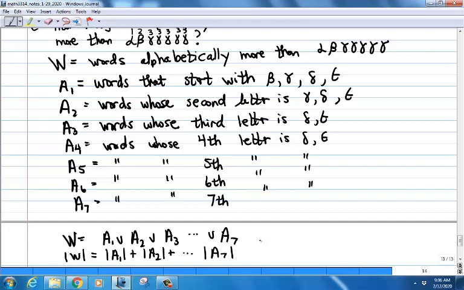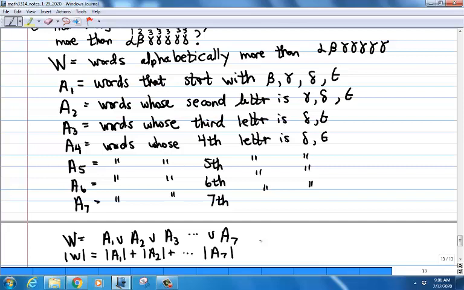I think even those two parts are not disjoint, right? Can you think of a word that's in both of those? So A1 starts with beta, or gamma, or delta, or epsilon, and A2 is just the second letter has to be gamma, delta, or epsilon. So can you write down a word that's in both of those parts?